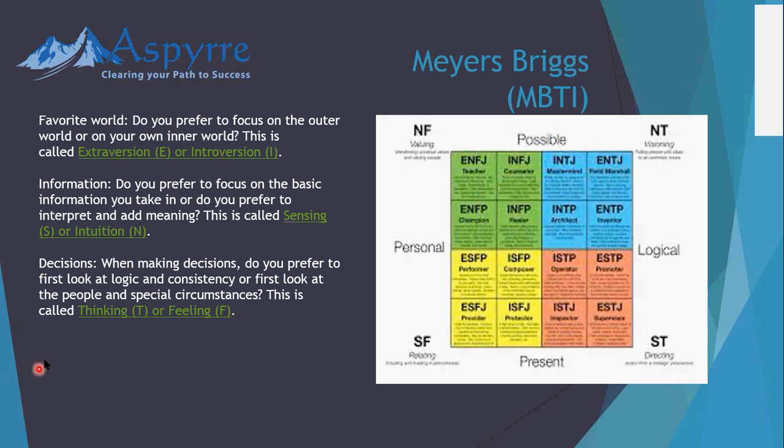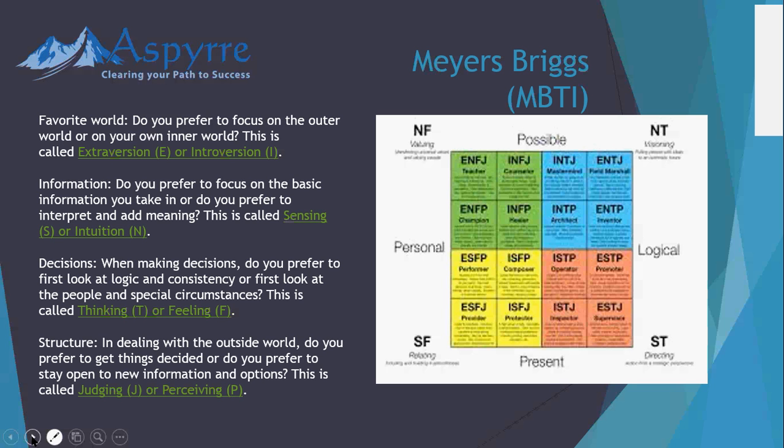And then the last dimension is structure. In dealing with the outside world, do you prefer to get things decided, or do you prefer to stay open to new information and options? A J would be someone who would basically have a plan and follow the plan, and a P would be someone who may be fine having a plan, but tends to keep things open so that they can always change the plan at the last minute if they want to.